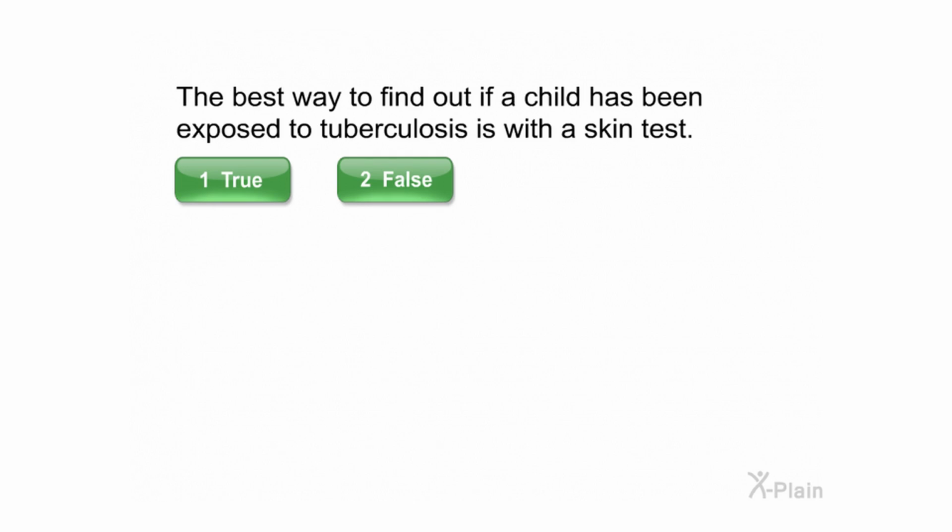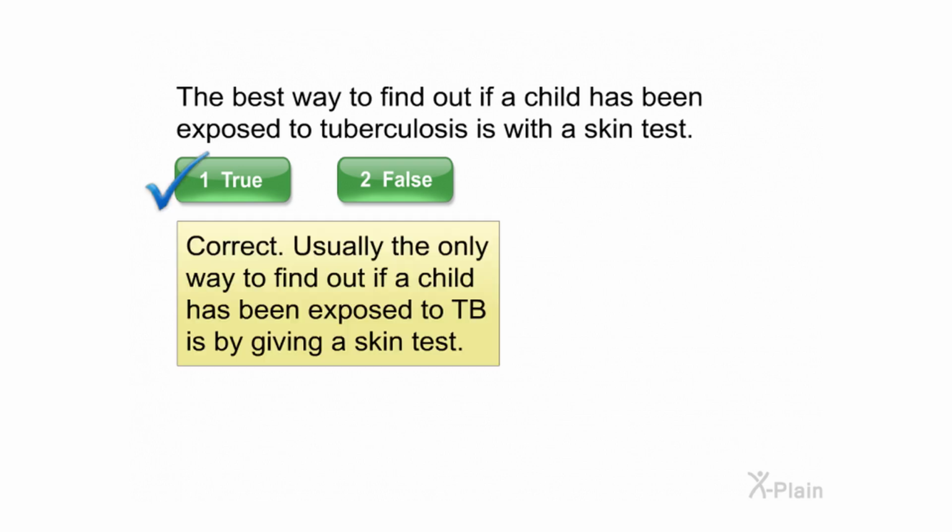The best way to find out if a child has been exposed to tuberculosis is with a skin test. Select true or false. Correct. Usually, the only way to find out if a child has been exposed to TB is by giving a skin test.